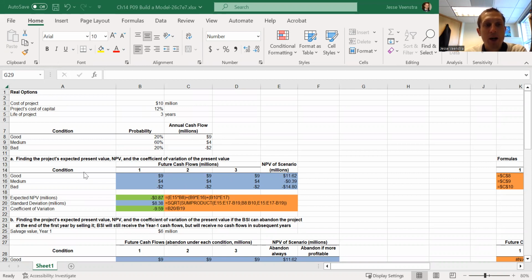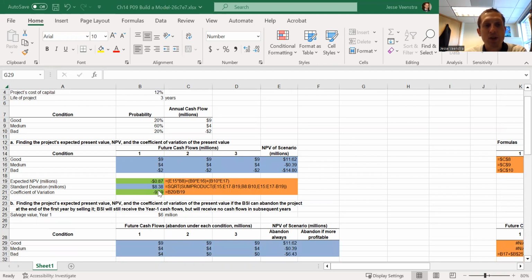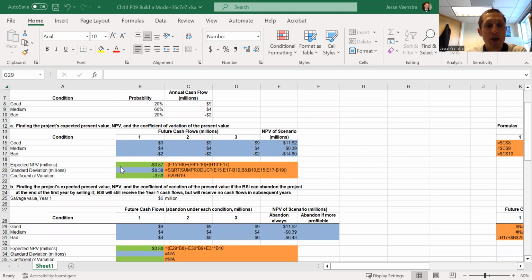Question A, you want to find the net present value of each of the streams of cash under good, medium, and bad conditions. And so that's what we have here in column E. The expected net present value then is the weighted, so the net present value times the probability of each of those added together. So that's pretty simple, straightforward.